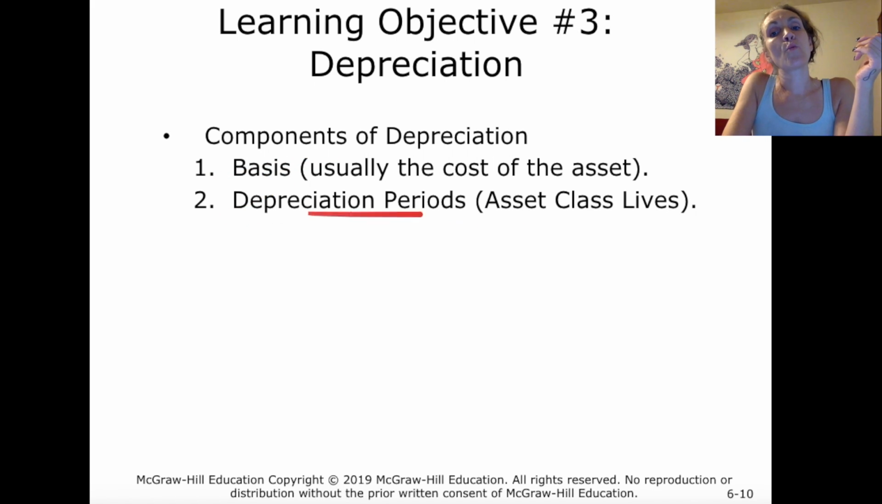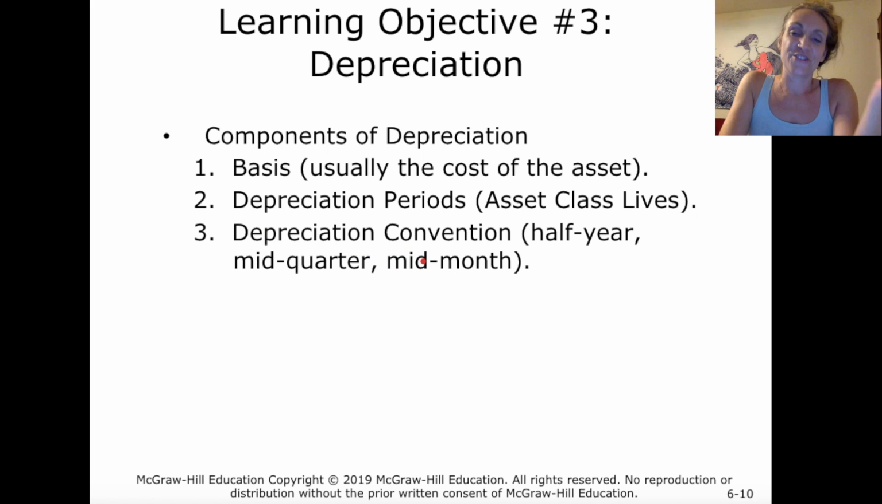Then we've got to look at what is the asset class life. And when we do some problems for this chapter, we'll be looking at them. There's 5-year property, 7-year property, 15-year property. Residential real estate is 27.5-year property. Commercial real estate is 39-year property. That's called the class life.